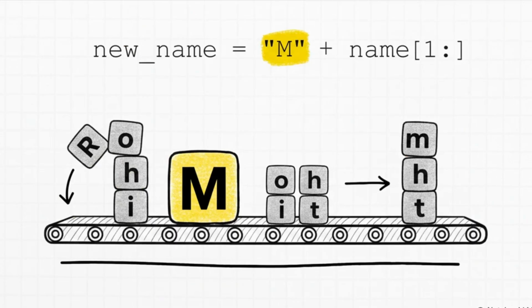So, what's the right way to do this then? Well, the key is you don't change the original string. You build a new one. See, in Python, every character in a string has a position, or an index, and it always starts from 0. So in Rohit, R is at index 0, O is at 1, and so on. We can grab a slice of that string. Here, name[1:] means give me everything from position 1 all the way to the end. We then just take our new letter M and add it to that slice. This creates a brand new string, Mohit, which we can save. This is the main idea. You don't modify strings, you always create new ones.